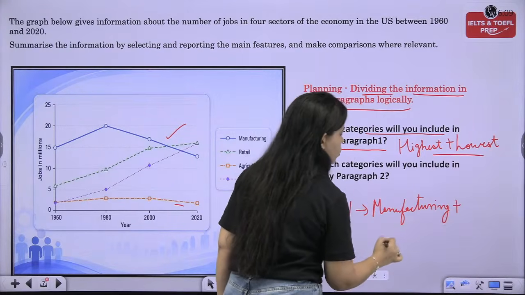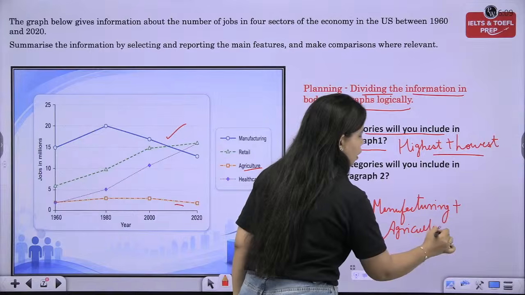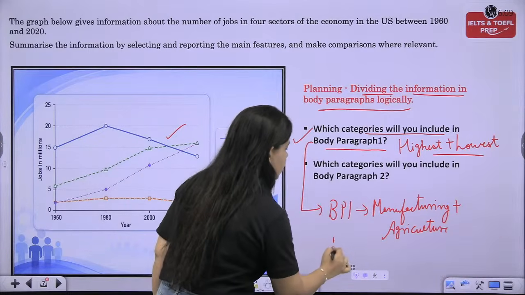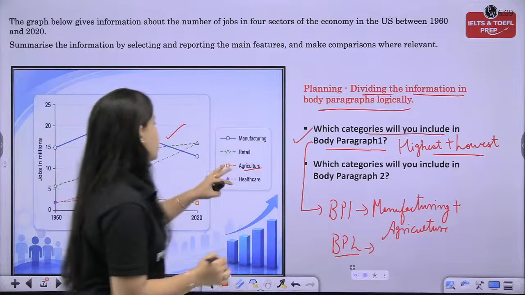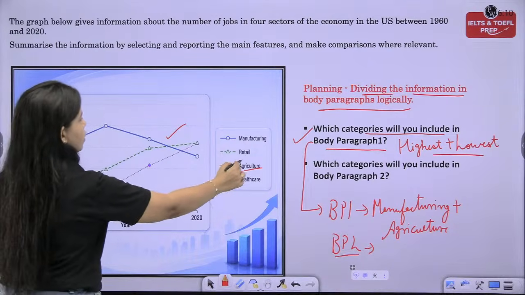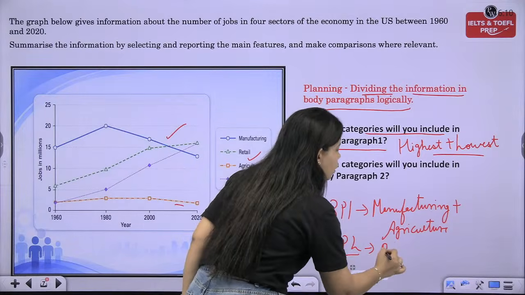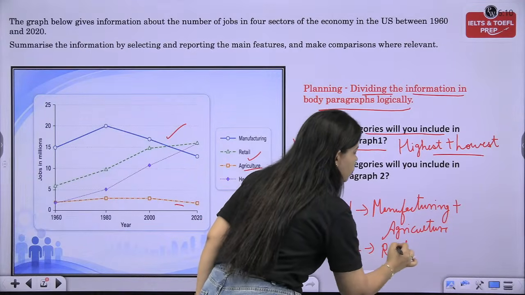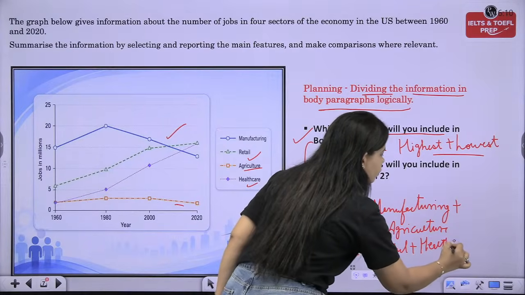plus agriculture. These 2 lines are going to be described in body paragraph 1 and the remaining 2 lines are going to go in body para 2, and they are anyway pretty similar to one another, that is retail and healthcare. So in body paragraph 2, you are going to describe retail plus healthcare.